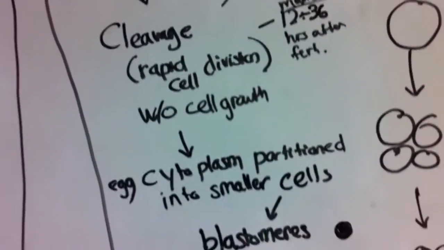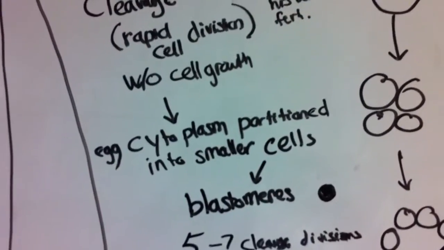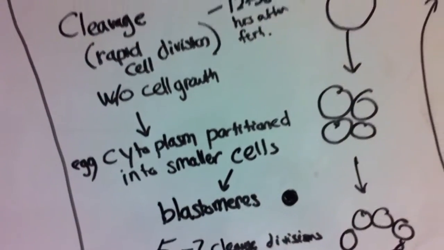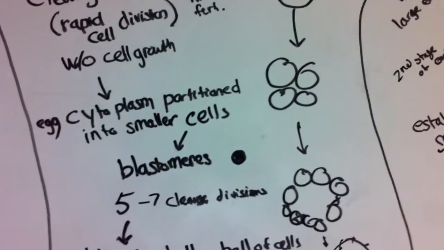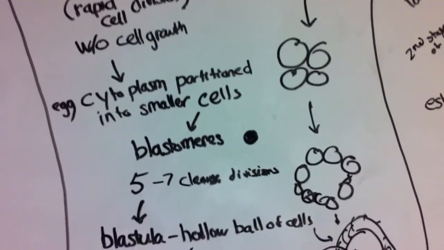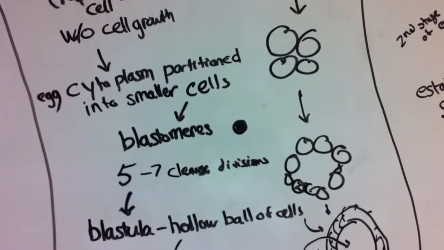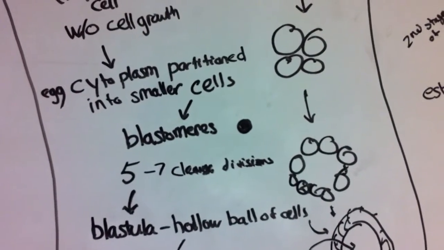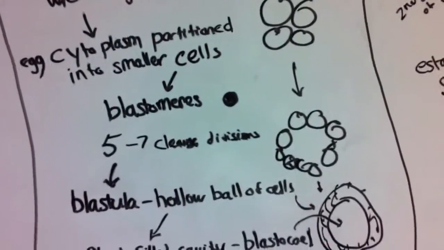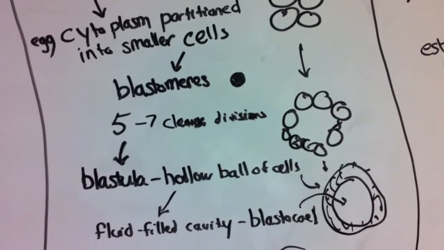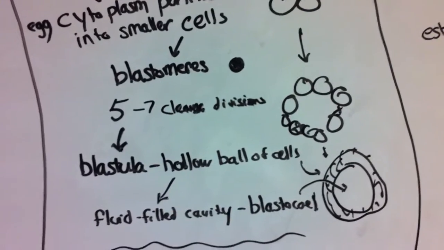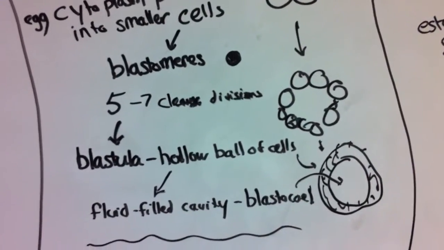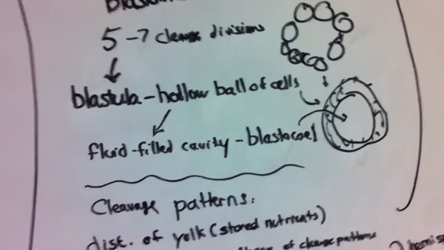So, in cleavage, rapid cell division, the egg cytoplasm will be partitioned into smaller cells. These smaller cells are called blastomeres. Now, after a whole lot of partitions, 5 to 7 cleavage divisions, we'll have a blastula. A blastula is this hollow ball of cells. It's called hollow because inside is this fluid-filled cavity, what we call a blastocoel.